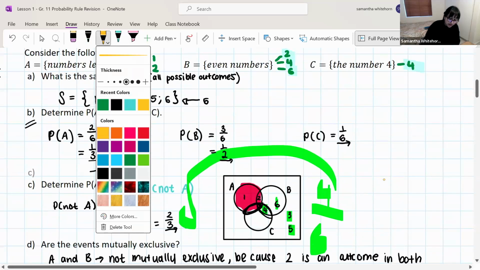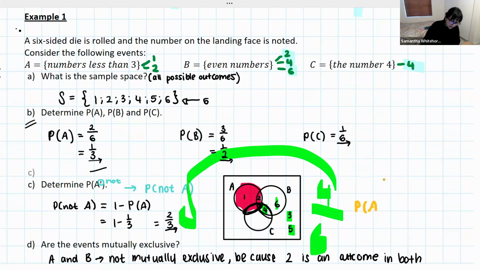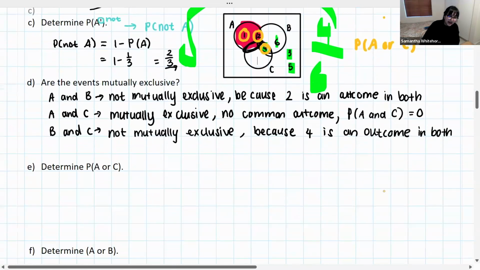So what's the probability of A or C? What that means is I don't care if it's in A only, I don't care if it's in C only, I don't care if it's in A and C, I could not care less. I just want to know that it's in one of them. So we've got 1, 2, and 4 as outcomes in A and C. Yes, 2 and 4 are in B, but we don't care about B. B hasn't been mentioned. So there are 3 outcomes of the possible 6 that fall in A or C.